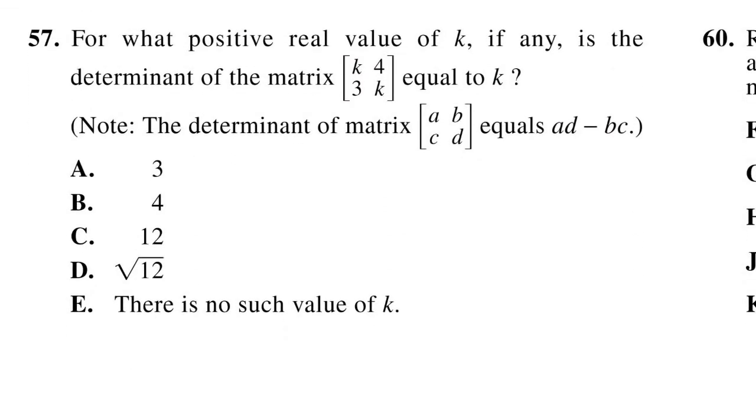Number 57, for what positive real value of k, if any, is the determinant of the matrix equal to k? And then they tell you what the determinant of the matrix equals. So we are just plugging into this equation.